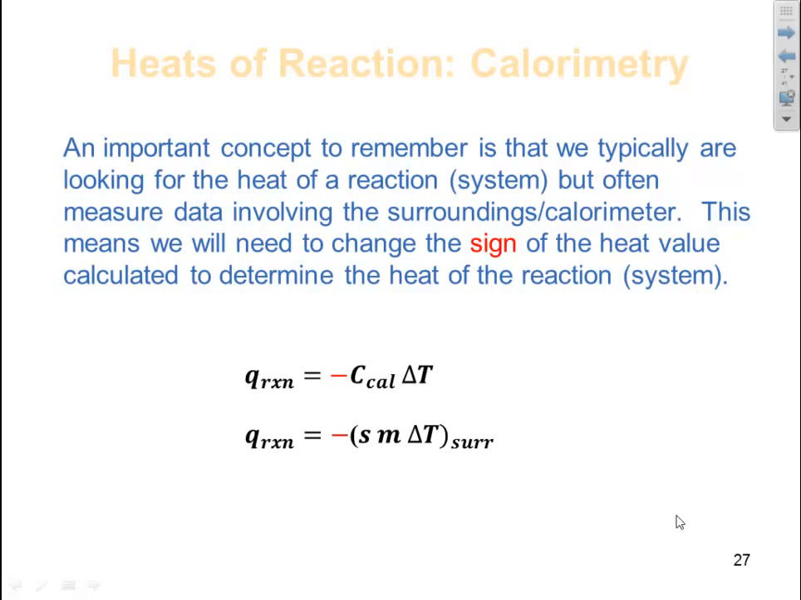The Q of the reaction, your system, is the opposite of what you get if you measure in the surroundings, if we're talking about heat capacity, specific heat times mass times delta T. If you measure in the system, like we did in the first couple of examples in this section, then you measure that of the system, therefore you don't change the sign. It is telling me the heat of the system. So it depends whether I'm measuring the system or the surroundings. If I'm measuring the surroundings, I've got to change the sign. If I'm measuring the system, I do not.